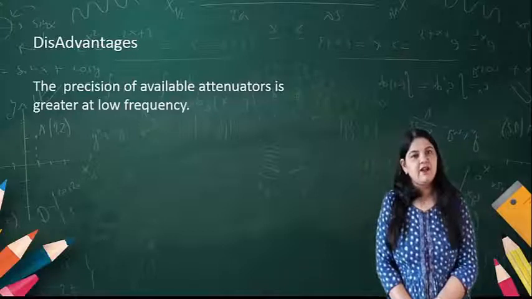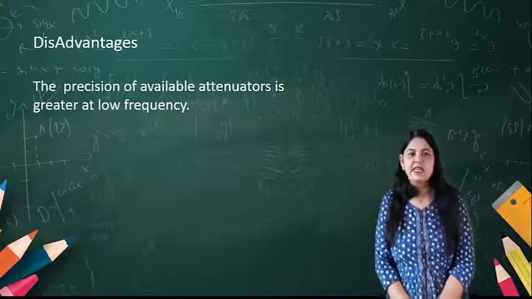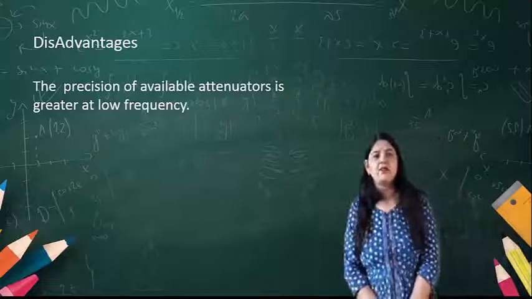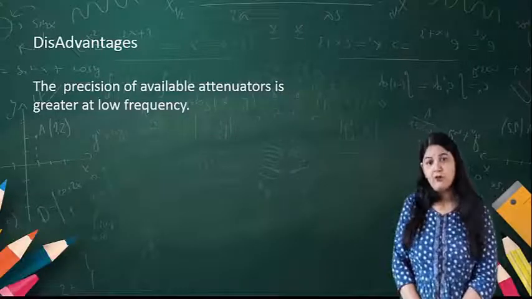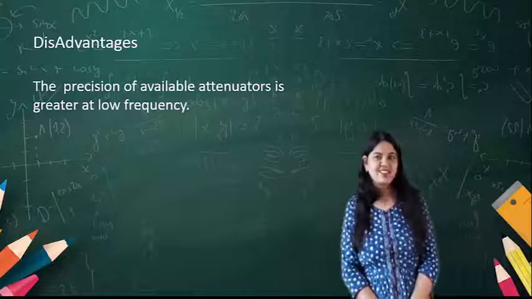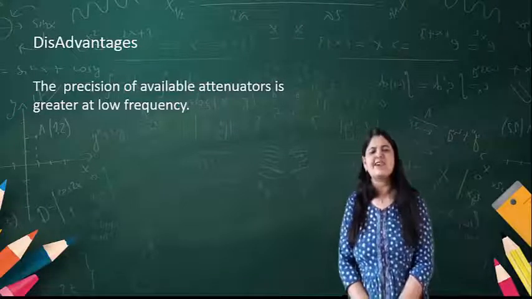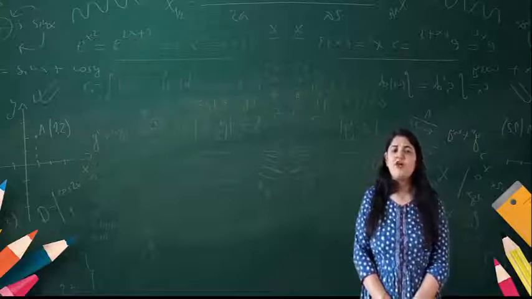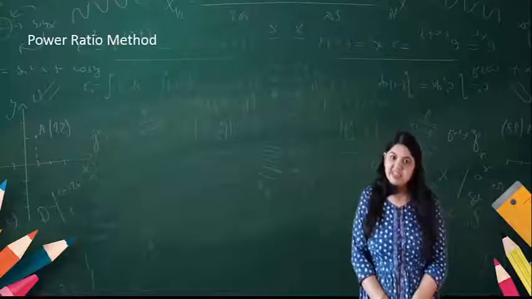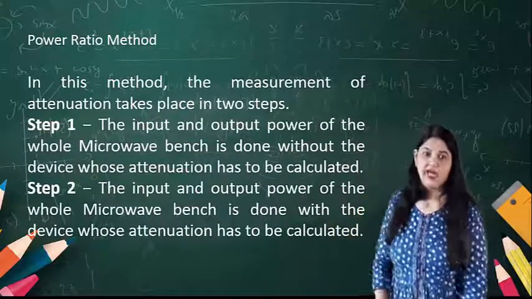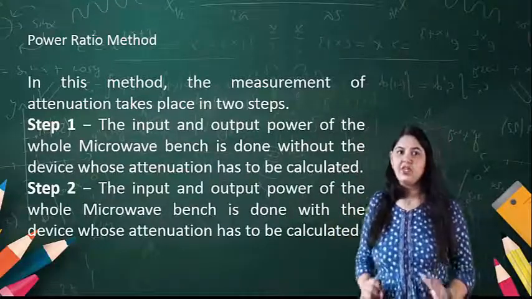The disadvantage of this meter is that the precision of the available attenuators is greater at low frequency, but over here we are measuring for high frequency, so the accuracy is slightly not good for the high frequency. The second method is referred to as the power ratio method.